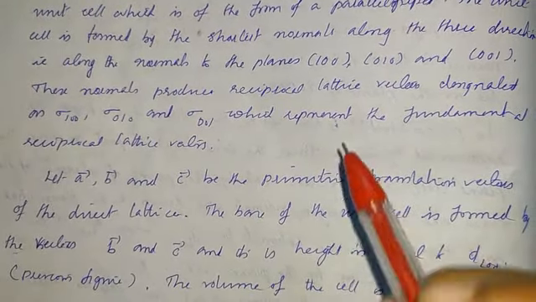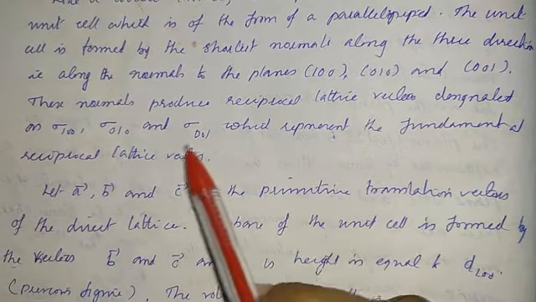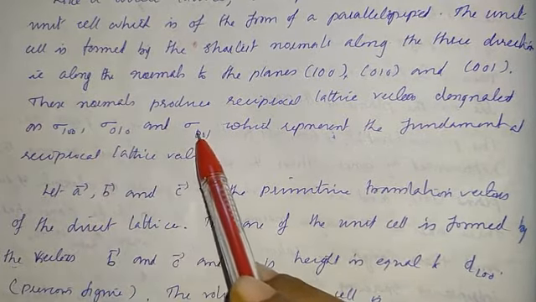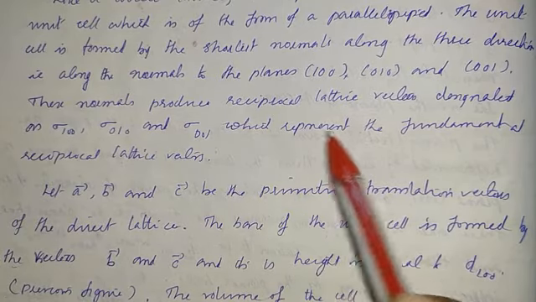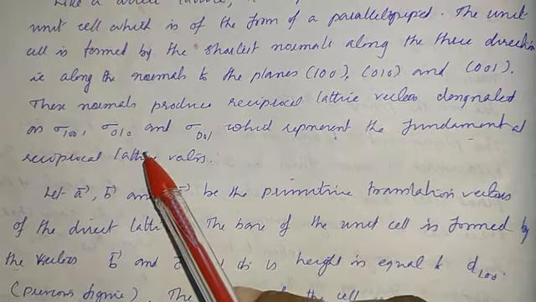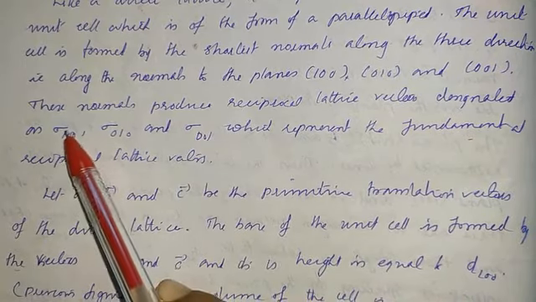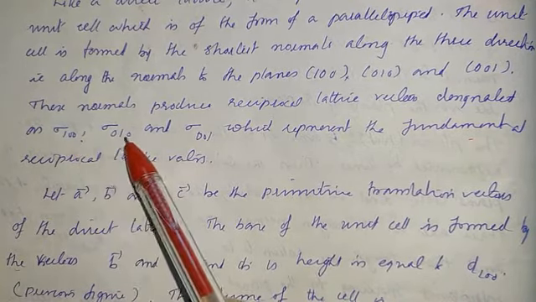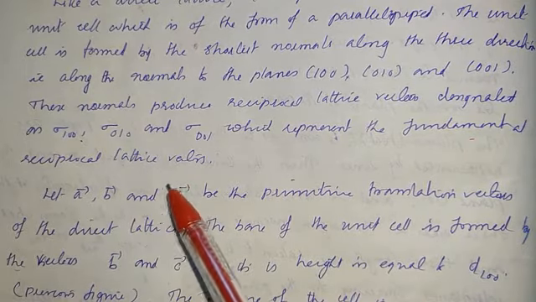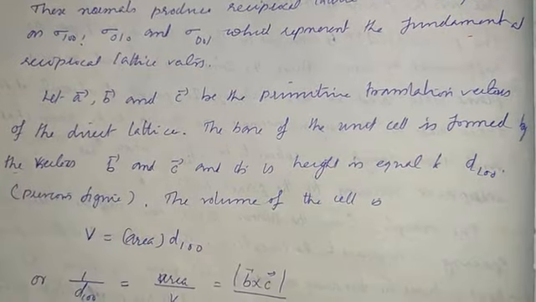These normals produce reciprocal lattice vectors designated as sigma 1 0 0, sigma 0 1 0 and sigma 0 0 1, which represent the fundamental reciprocal lattice vectors. So the reciprocal lattice vectors corresponding to the unit cell can be represented by these sigma 1 0 0, sigma 0 1 0 and sigma 0 0 1, which are known as the fundamental reciprocal lattice vectors, which constitute the unit cell.